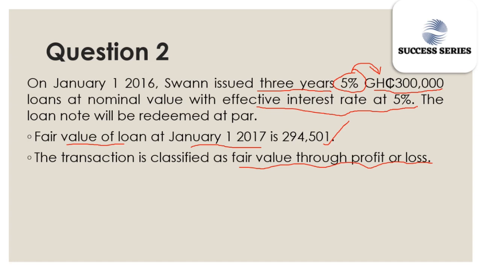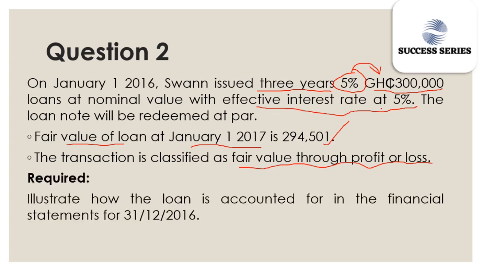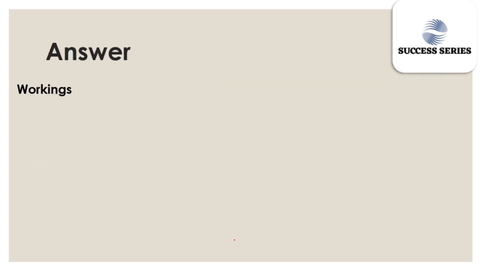Now, let's dive into the requirements. Required: illustrate how the loan is accounted for in the financial statements for 31st December 2016. So this is just for 1 year. They want us to account for the transaction for only 1 year, which is 31st December 2016. Let's dive into our solution.